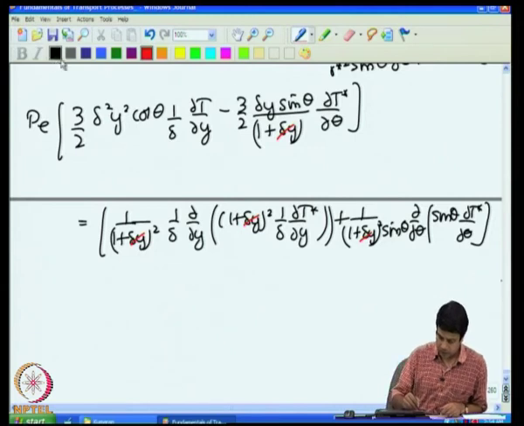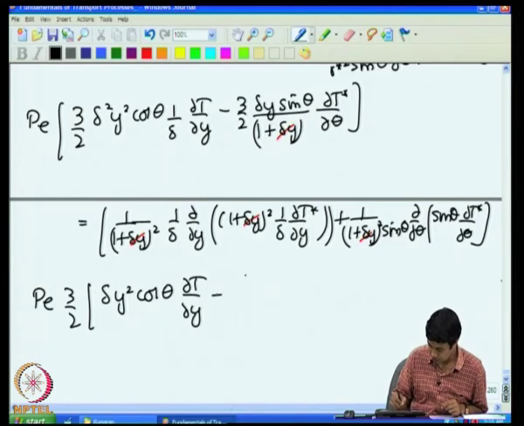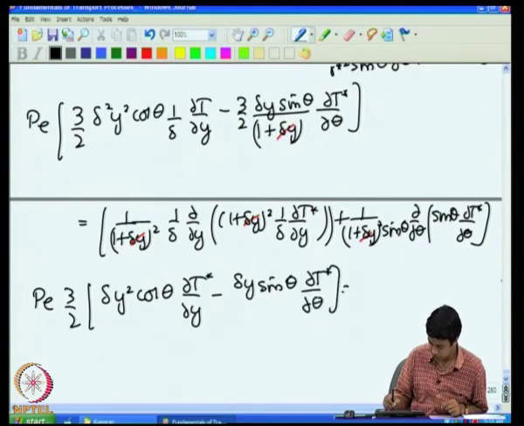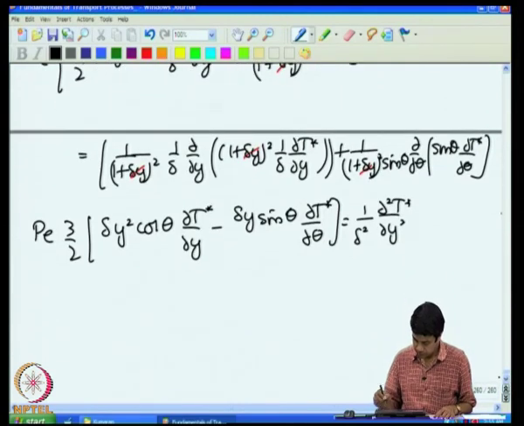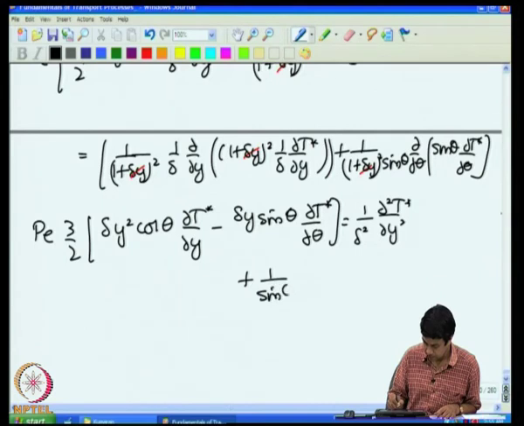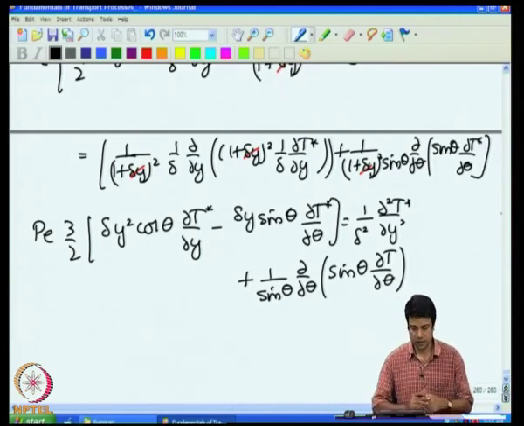And once I do that, I get Pe into 3 by 2 delta square y square cos theta partial t by partial y minus delta y sin theta partial t by partial theta. The first term here is 1 by delta square partial square t by partial y square. And the second term is 1 by sin theta d by d theta of sin theta partial t by partial theta, after I have neglected all the terms proportional to delta, retaining only the leading order terms.